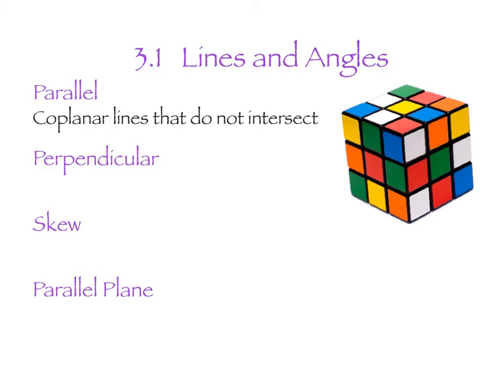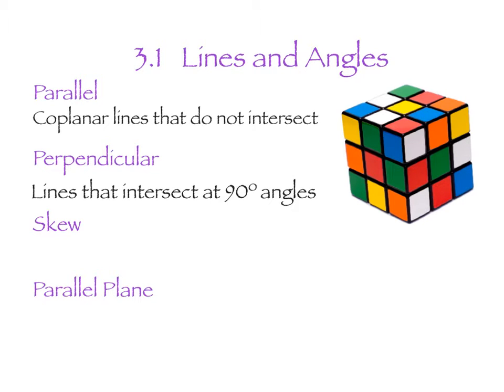Perpendicular lines intersect at 90-degree angles. Examples of perpendicular lines would be this guy and this guy are perpendicular. This guy and this guy are perpendicular. This guy and this guy are perpendicular.